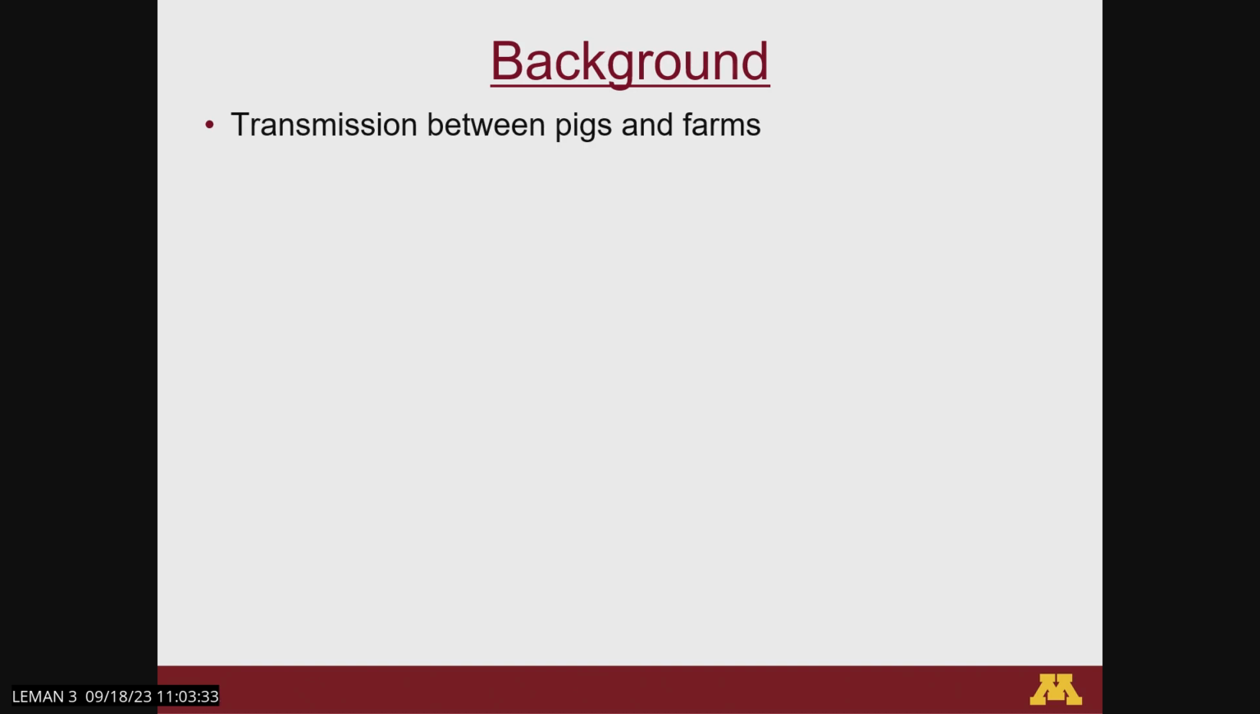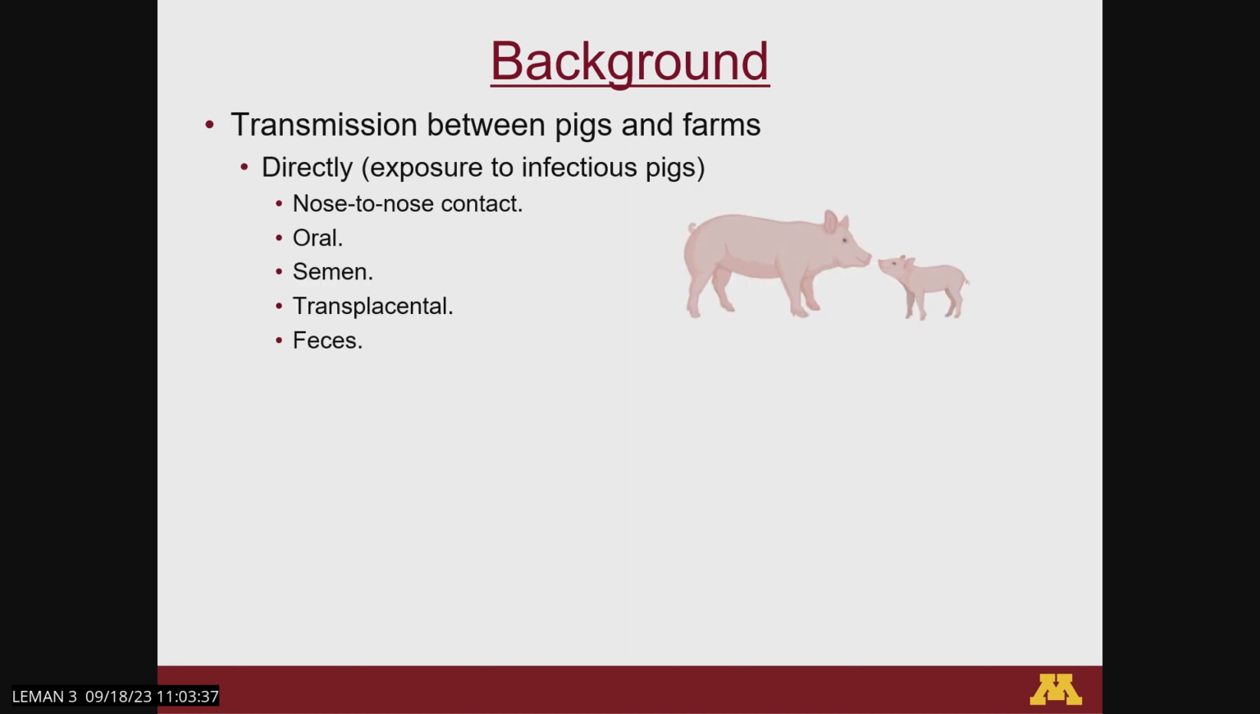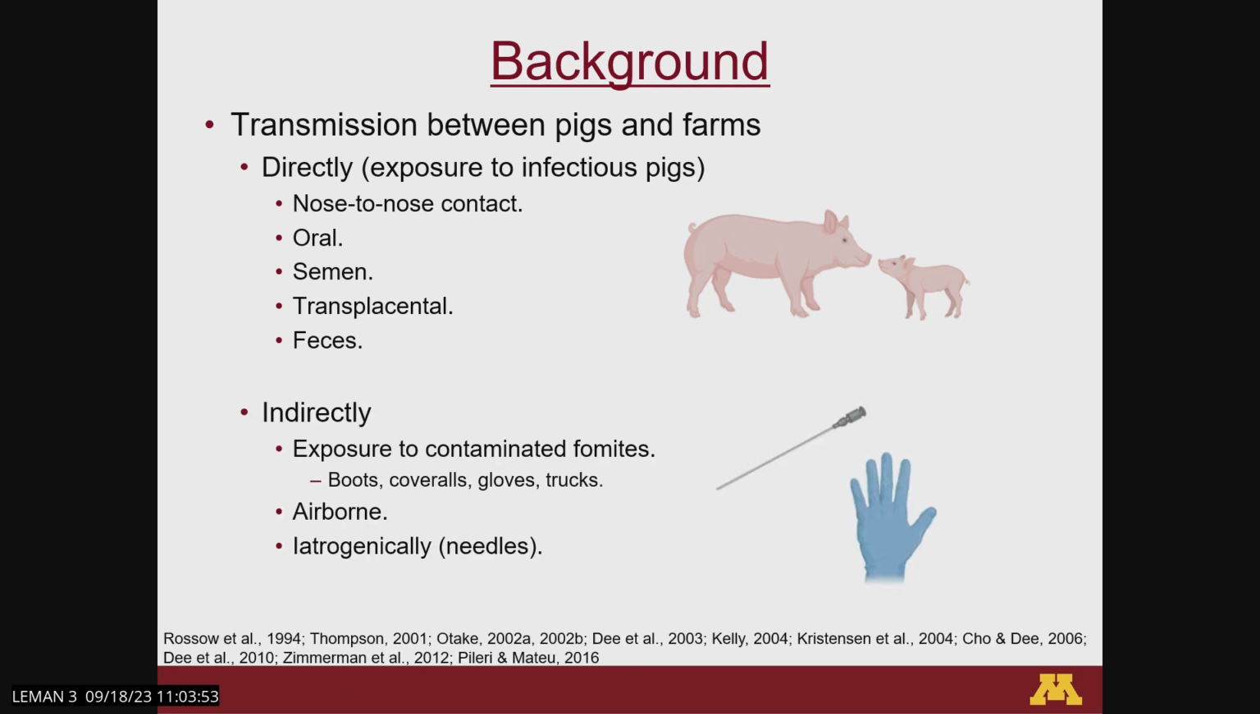So how does this virus transmit between pigs and farms? The direct route, of course, is nose-to-nose contact between an infected animal and a naive animal, orally through semen, transplacental, also feces. So these are some examples of the direct transmission. Indirectly, it has been described also through fomites, different kinds of fomites, airborne, and also through needles.